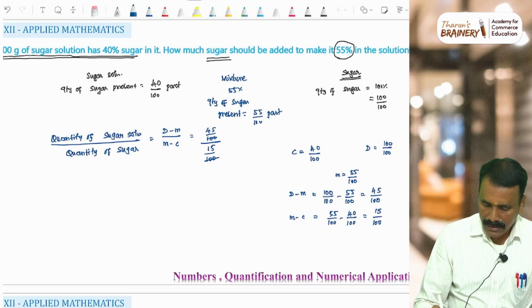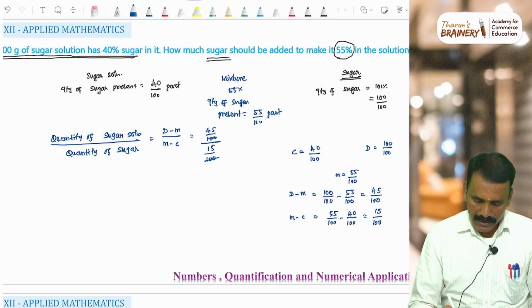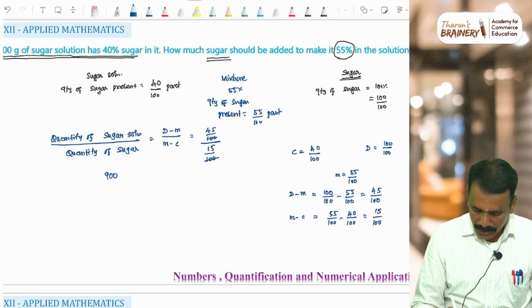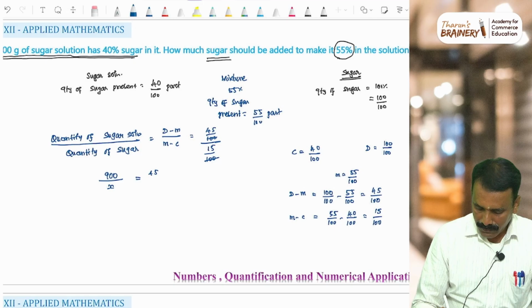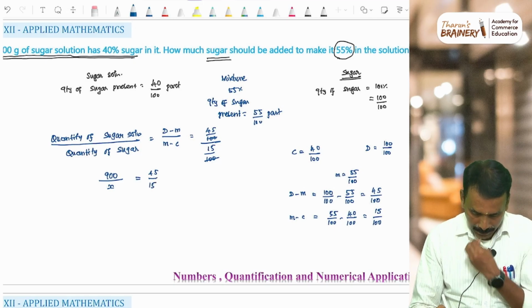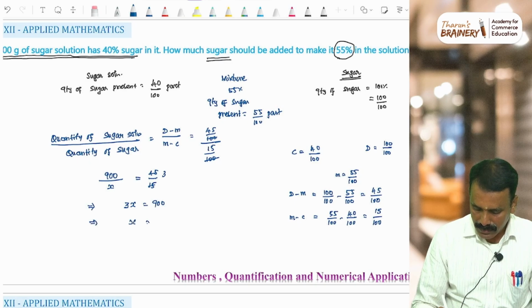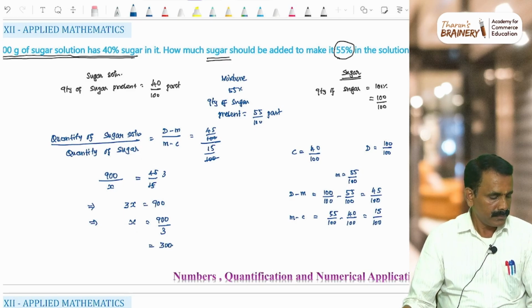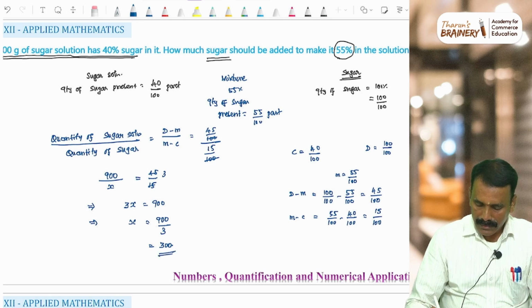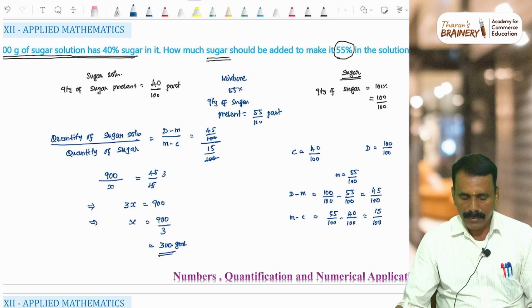We cancel this 100, and the quantity of sugar solution is already given to us, it is 900, and the quantity of sugar alone we don't know, it is taken as X, and it is equal to 45 by 15. So we simplify this, this is going to be 3, which implies 3x is equal to 900. So x is equal to 900 by 3, which is nothing but 300 grams. This is the answer.